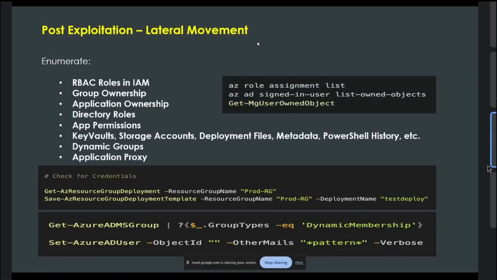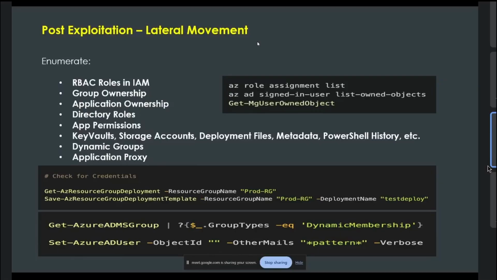For example, az role assignment list, and we can apply filters like: give me only the roles assigned to this particular security principal, that user, managed identity, service principal, or a group, or give me only the roles assigned to that particular resource, for example a subscription or a storage account or key vault. So we can make these filters and retrieve only the roles that we want to assess for lateral movement or exploitation, like privilege escalation. We can do this with AZ PowerShell as well as other AZ CLI commands.